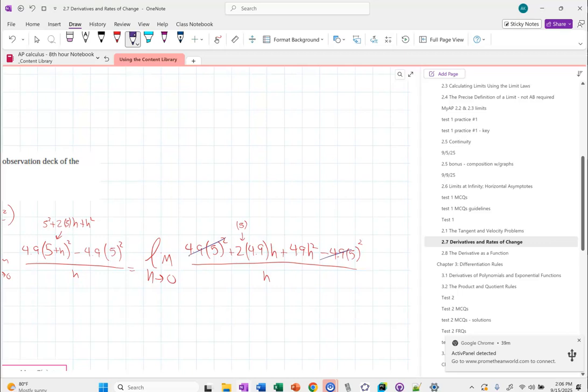So, notice everything that's left all has h's in it, right? Let's reduce.